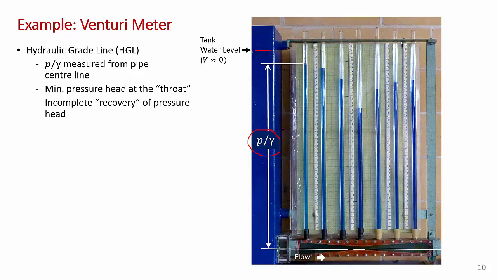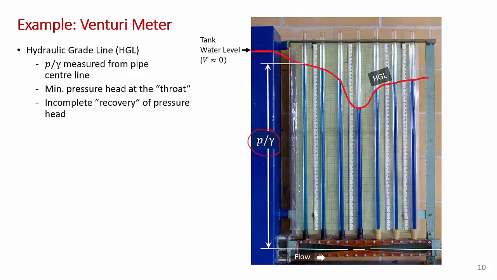And so we can get the hydraulic grade line by simply joining the fluid levels in the tops of the piezometers. And you can see that the minimum pressure here, or the minimum in the hydraulic grade line, is at the throat of the Venturi meter, where you have the maximum velocity. So what's happened is you've gained kinetic energy, you've gained velocity head at the expense of pressure head.